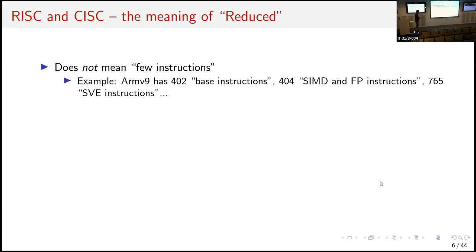So what does reduced mean? I said for some definition of simple. Reduced certainly does not mean few instructions. Just as an example, I looked at ARM v9, which is the latest standard for ARM. That has 402 base instructions, 404 SIMD and floating point instructions, and 700 something SVE instructions. By no means is that a small instruction set, but still ARM is a RISC instruction set.